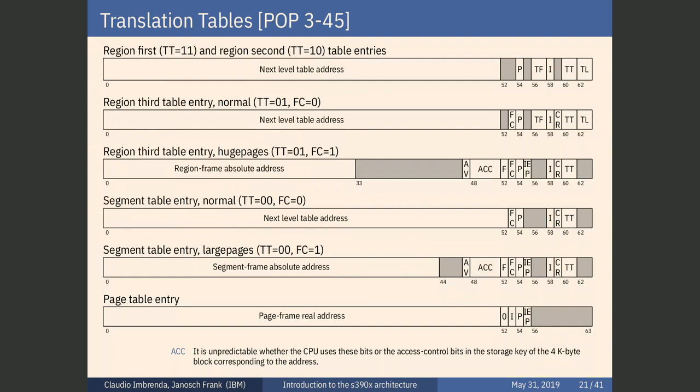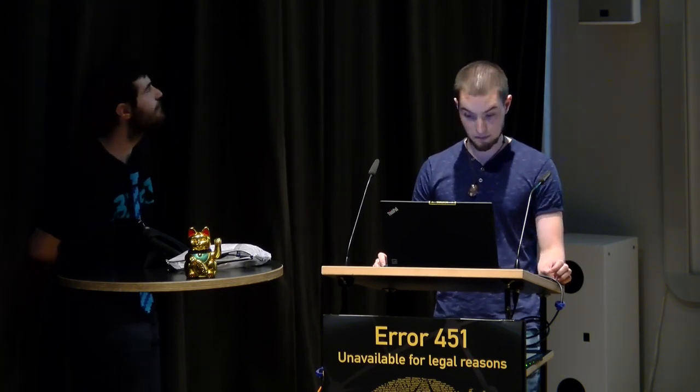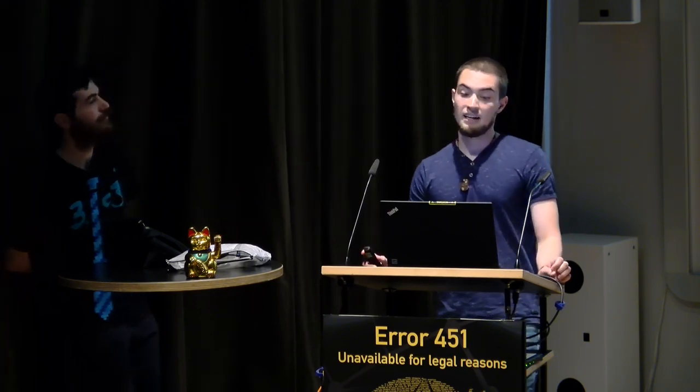And then the last one is the page table, as you know it. We have EDAT, which means we have 1 megabyte huge pages and 2 gigabyte huge pages. So we can have huge segment table entries and huge region third table entries. If you want to span up an address space, you have to use an ASCE, an address space control element. And they are stored in control registers 1, 7, and 13.